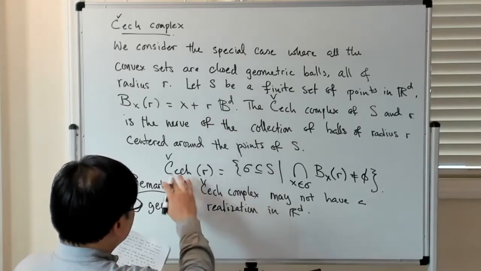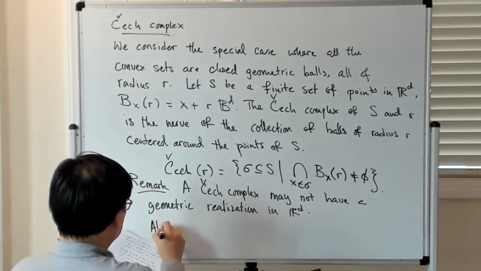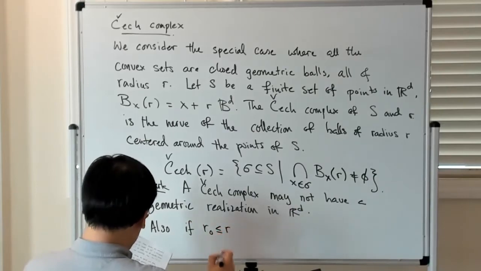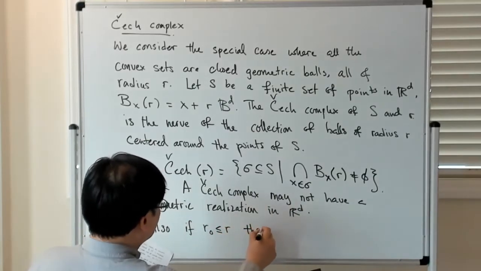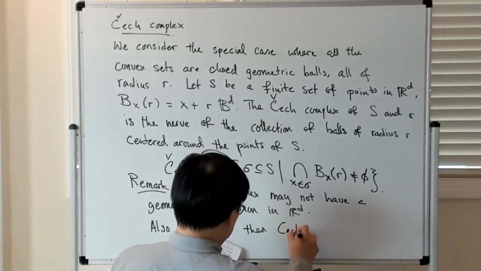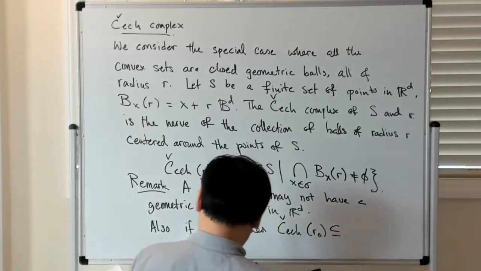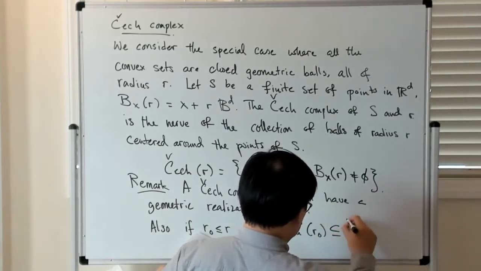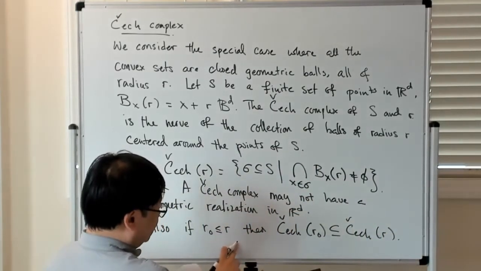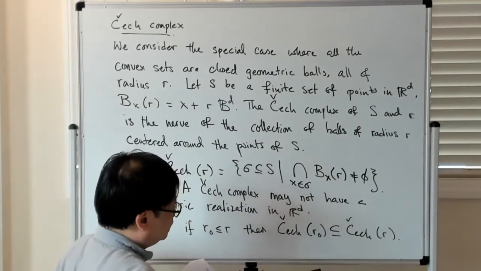Okay, and then the other thing is that these Cech complexes are nested in some sense, which is fairly clear. So if R0 is less than or equal to R, right, then as a set of sets, the Cech complex of radius R0 is contained in the Cech complex of radius R, right? So if you have some sort of ordering here, that ordering in the sense of subsets, right, is also maintained.